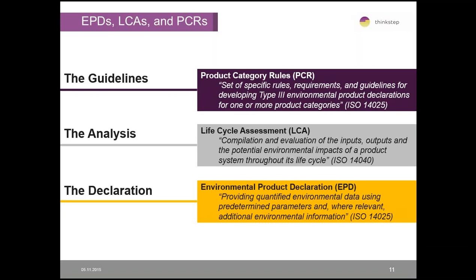The Life Cycle Assessment, or LCA, is the underlying analysis of the environmental impacts of a specific product, which is governed by the applicable PCR. An applicable PCR is one that specifically addresses your product's category. And finally, Environmental Product Declaration, or EPD, is essentially a summary of the LCA. It reports specific environmental impacts along with other information specified by the PCR.